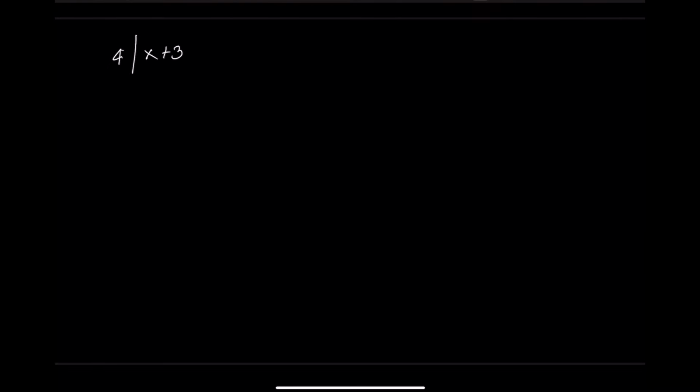Suppose you have 4 times the absolute value of x plus 3 minus 2 is greater than 10. Notice that there are numbers outside the absolute value. Don't break it into two cases yet. First, isolate the absolute value. Add 2 to both sides. Now we have 4 times the absolute value of x plus 3 is greater than 12.